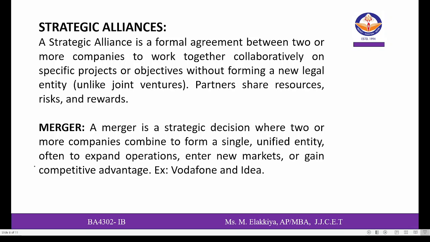Next one is strategic alliance. It is a formal agreement between two companies. They work together collaboratively for a specific project and with specific objectives. These partners share their resources, risk, and rewards. But they do not form any new entity like joint ventures. The difference between a strategic alliance and a joint venture is that in a joint venture, the two companies come together and form a separate legal entity, whereas in case of a strategic alliance, they do not form any legal entity. They just collaboratively work together for a specific project with specific objectives.